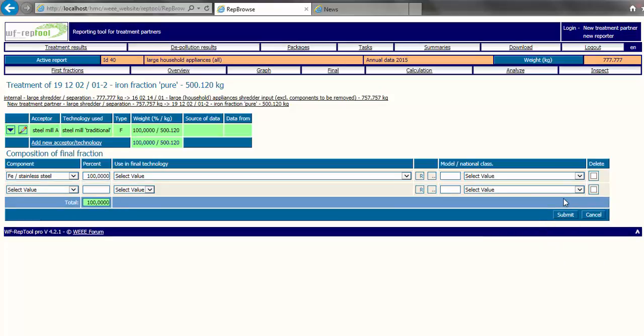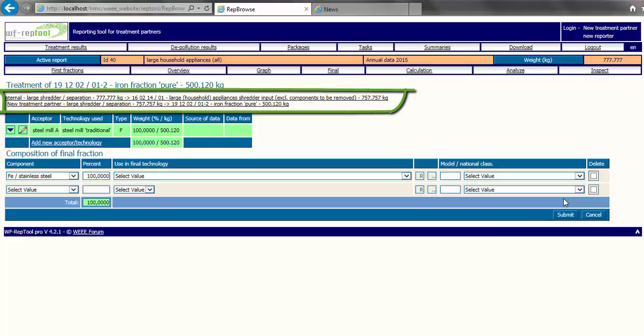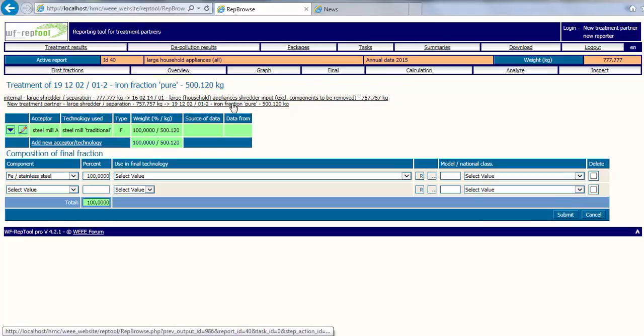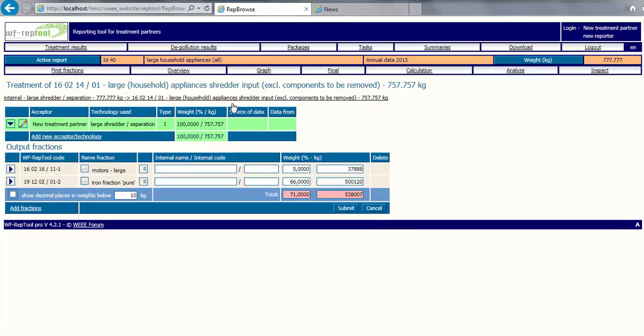When you reach 100%, you will see the green shade at total. To go on working, you may use the path in the upper area of the page. By using the last line, you will come back one step of treatment.